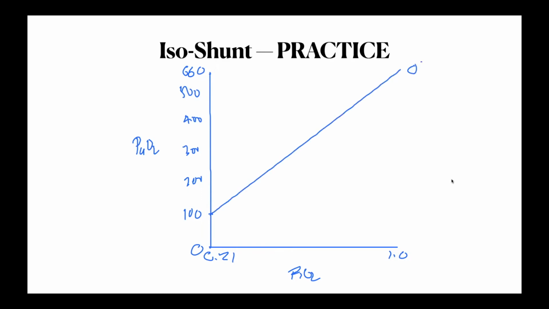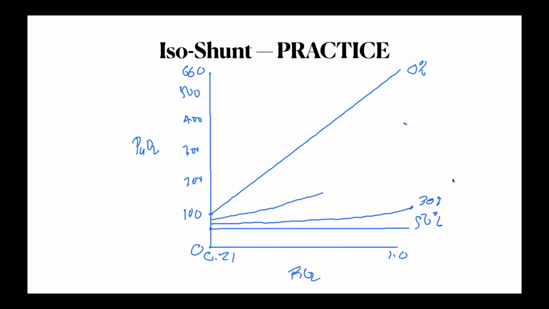Okay, so that's 0% shunt. With 50% shunt, you're going to go halfway, and it's just a straight line across. So that's 50% shunt. The next one to know is your 30% shunt. So it's going to come up here, and it's going to slope up like this, and that's 30% shunt. And then the last one to draw is your 15% shunt. So that's going to sit up here. So you're going to go from here to here. Okay, and that's a 15% shunt.